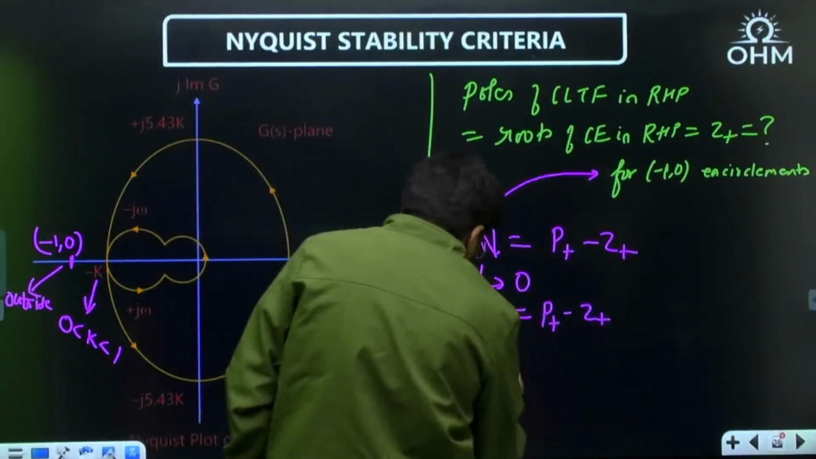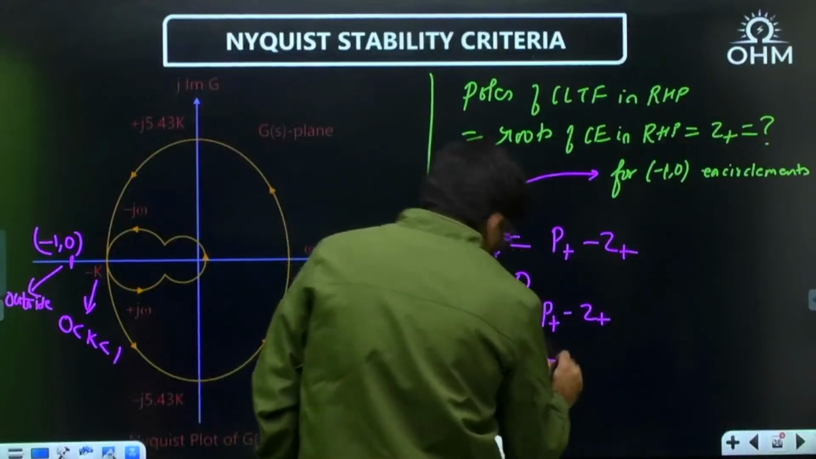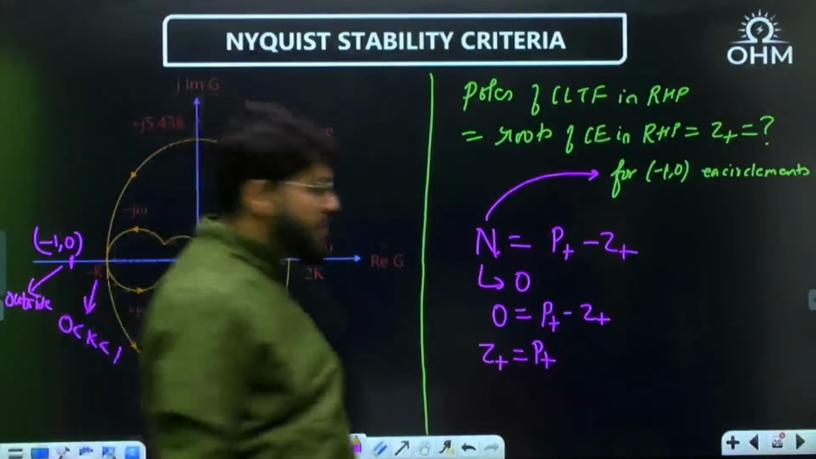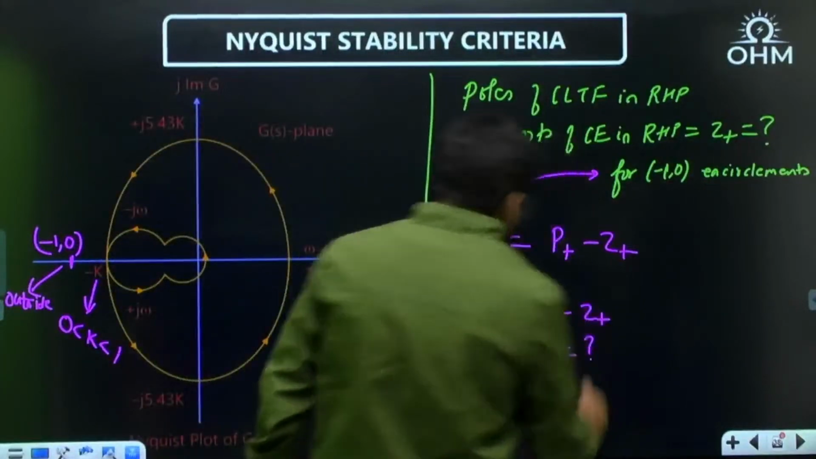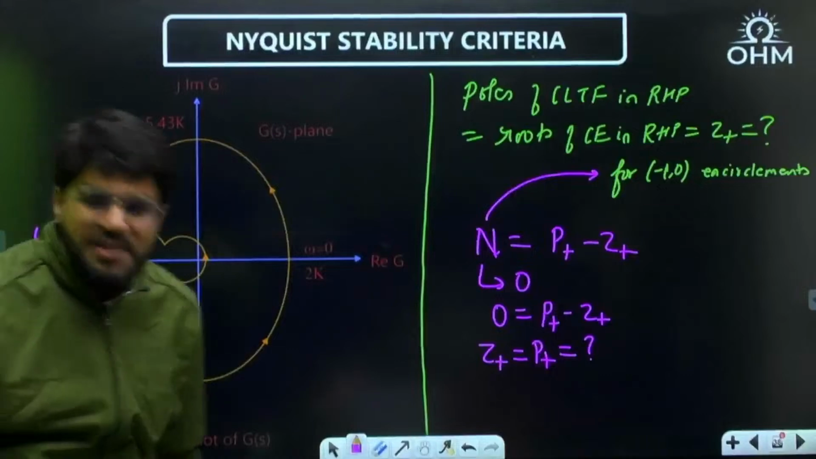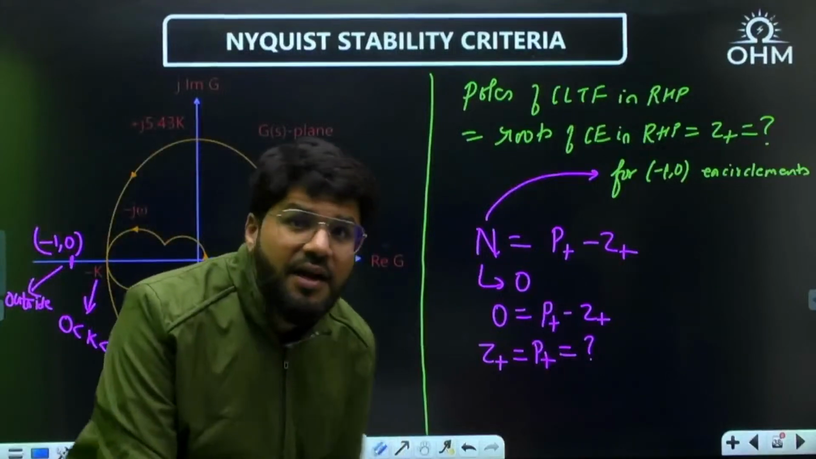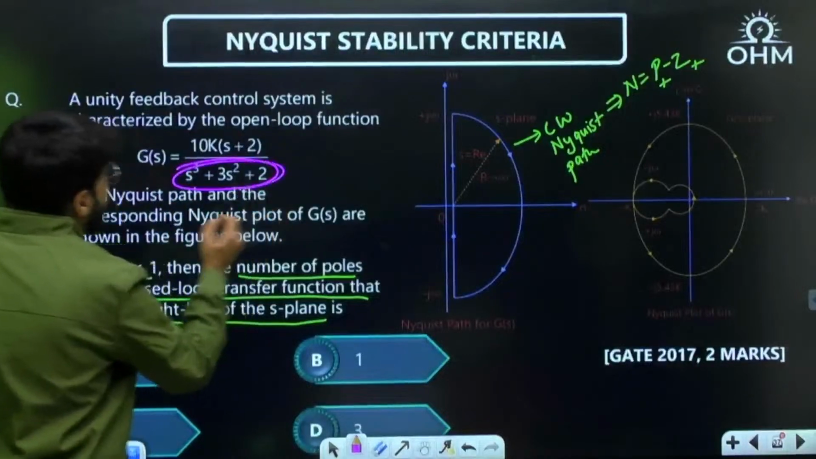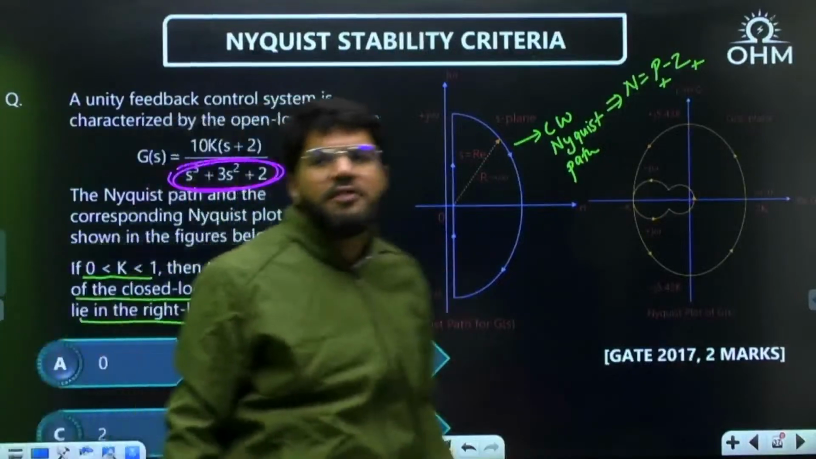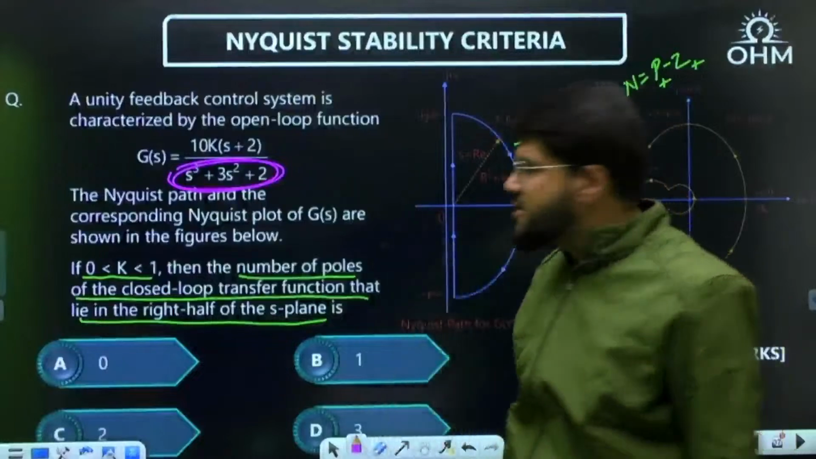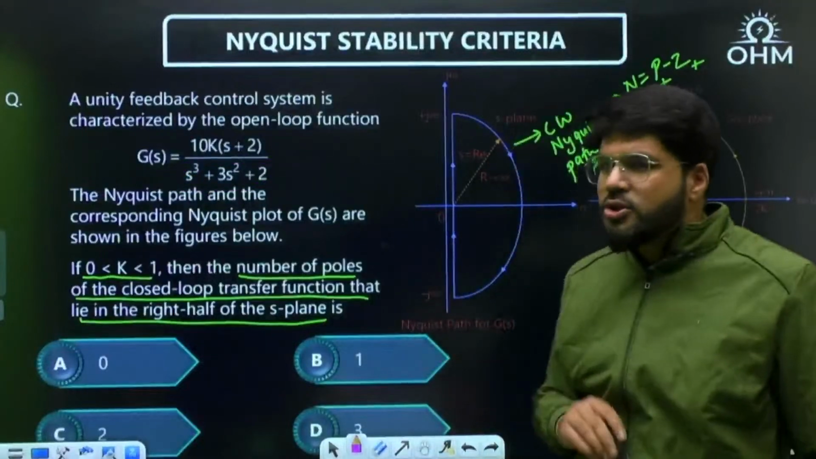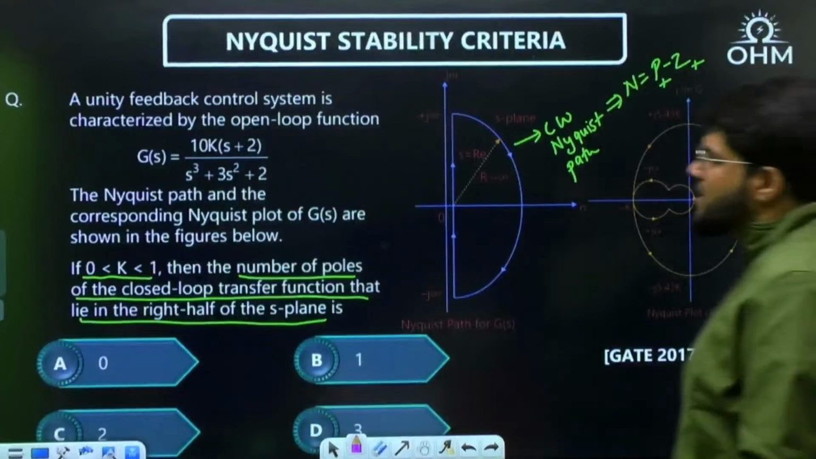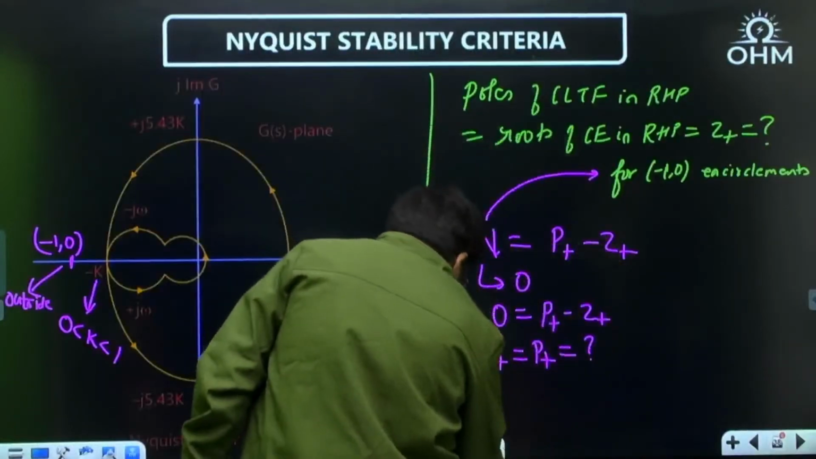What is Z plus? The question is about Z plus. So Z plus equal to P plus. What is P plus? The poles of G(s)H(s) in the RHP. It is a cubic equation. I will tell you a shortcut for the question, but let us first complete the concept. First, I'll then tell you the shortcut. What is P plus? The poles of G(s)H(s).